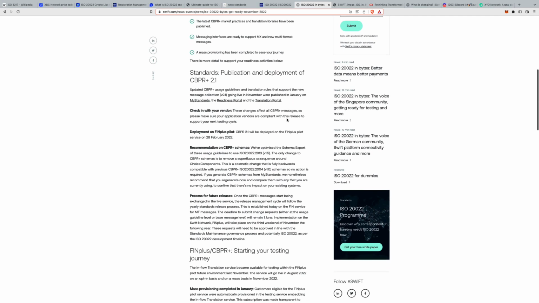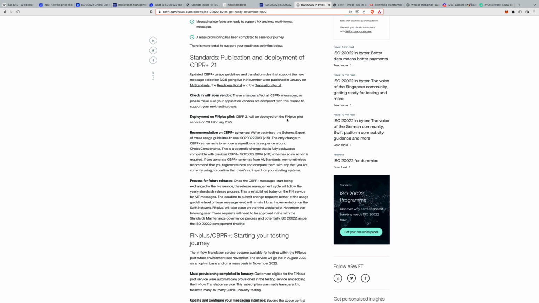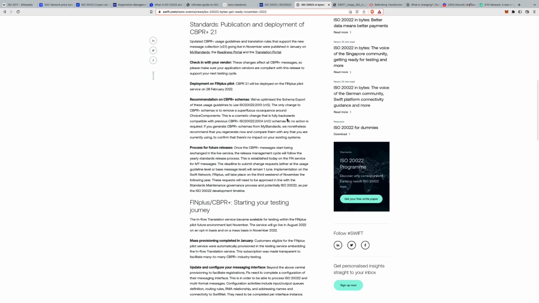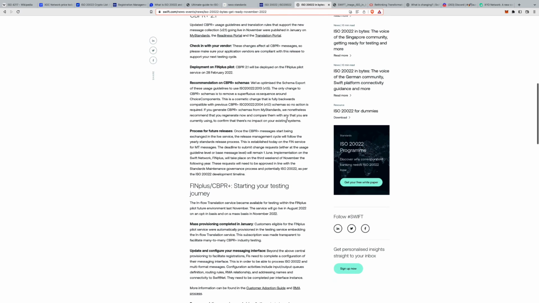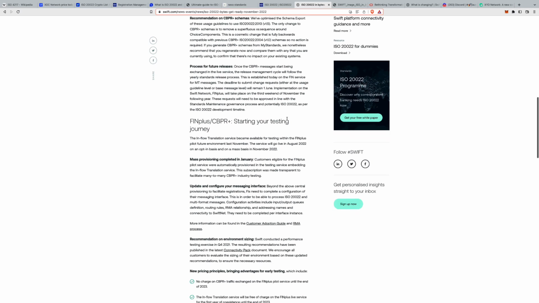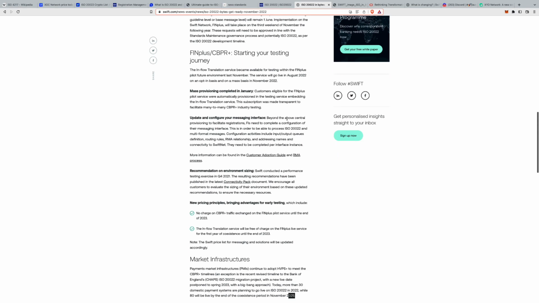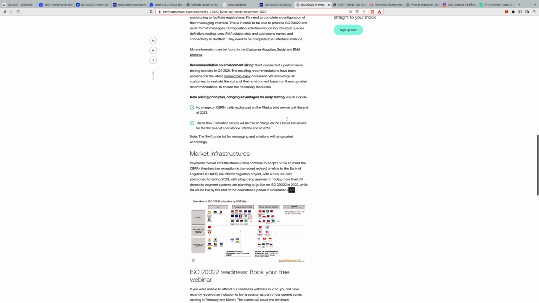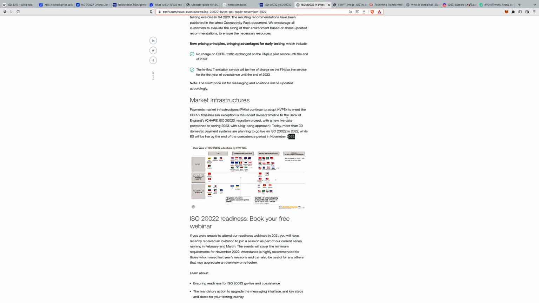Let's see, there's a testing cycle. All right, implementation on the SWIFT network will take place on the third weekend of November the following year, which I believe is 2023. I don't know why it's saying the following year. All right, here we go.